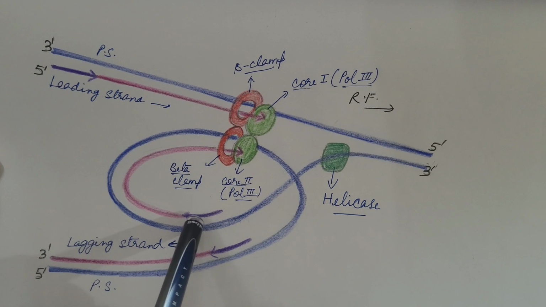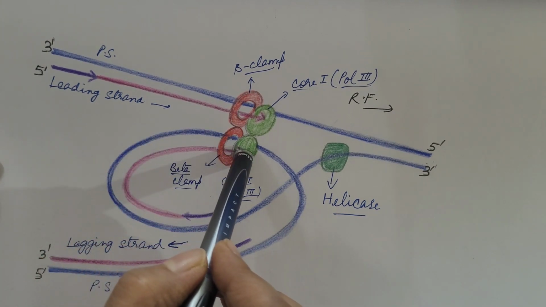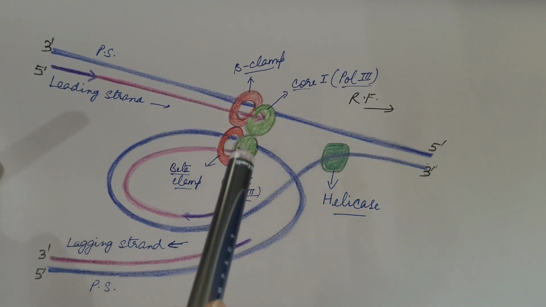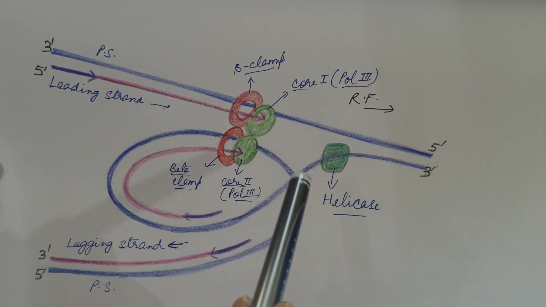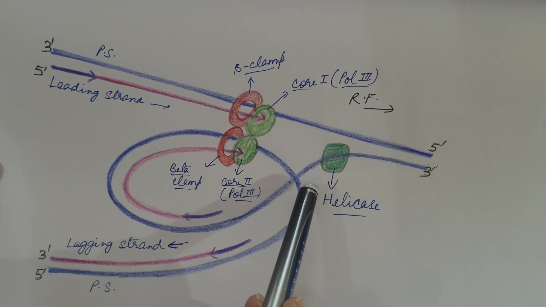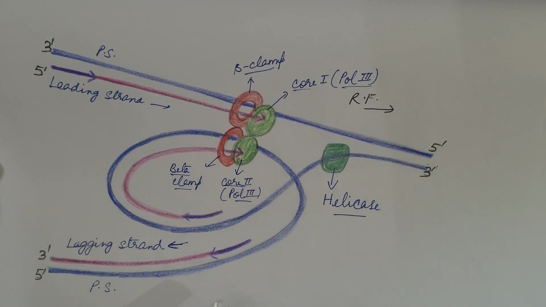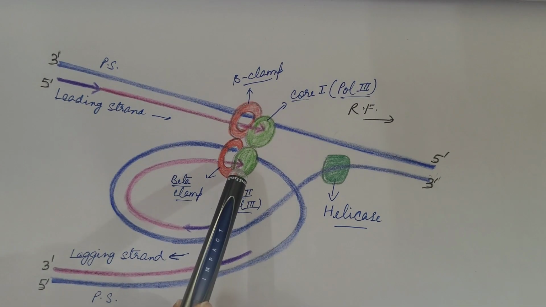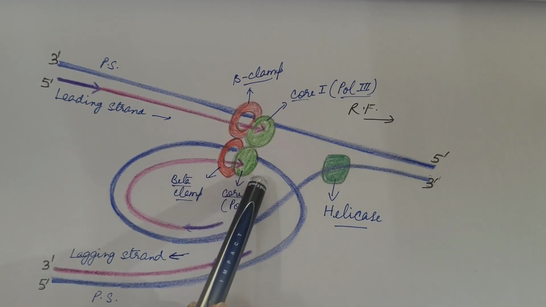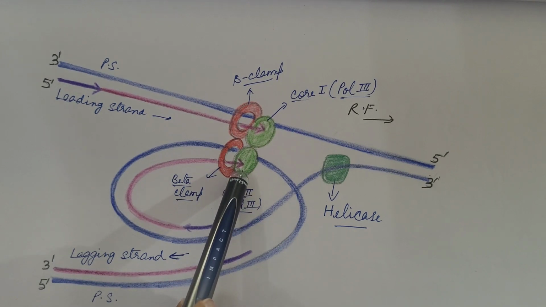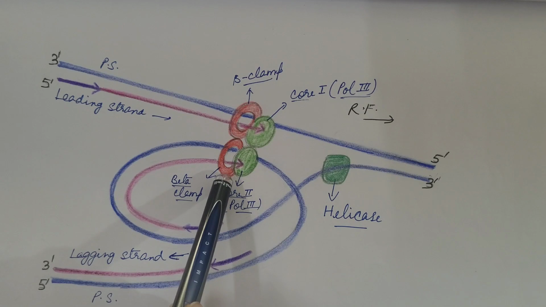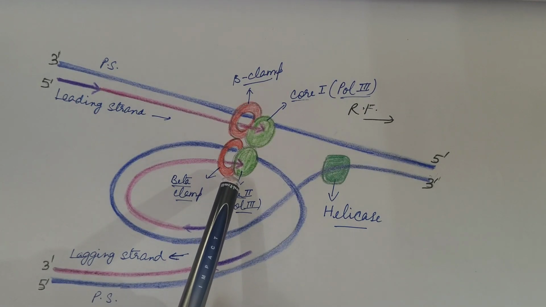And after the synthesis of one fragment of the lagging strand, DNA polymerase III detaches and then attaches at the new point for the synthesis of the next fragment. And in this way, the synthesis of Okazaki fragments continues. This detachment and attachment of DNA polymerase III takes place by the beta clamp with the help of the clamp loader, also known as the gamma complex.